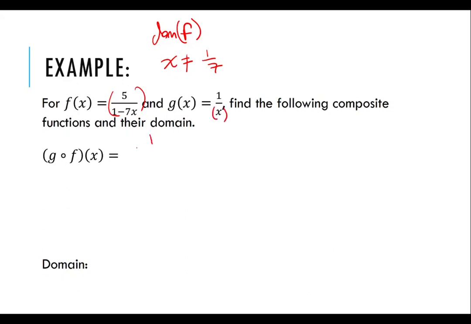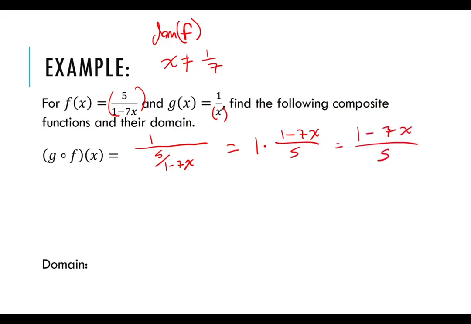That's going to be 1 divided by 5 over 1 minus 7x, which, fraction division becomes fraction multiplication. That's 1 times 1 minus 7x divided by 5, which is just 1 minus 7x over 5. Notice that our final composition does not have any new restrictions, because if you try to divide by 5, you'll never get 0 in that denominator, which is good.